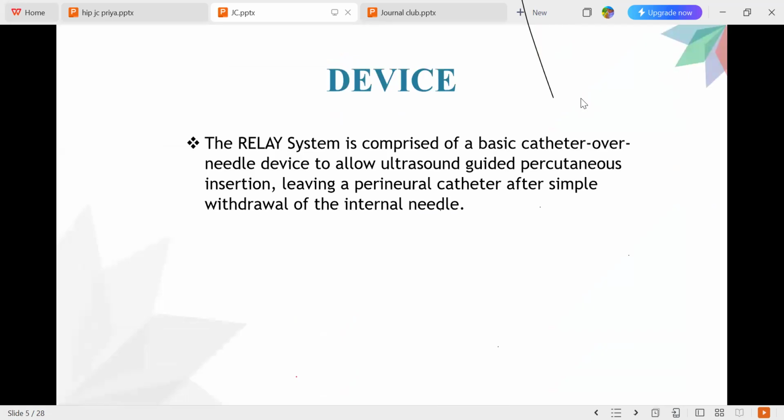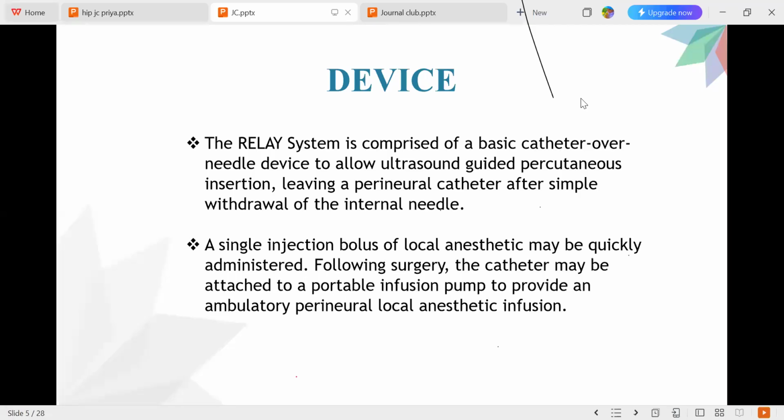The Relay system is a device comprised of a basic catheter over needle to allow ultrasound guided percutaneous insertion, leaving a perineural catheter after simple withdrawal of the internal needle. Through this device, a single injection bolus of local anesthetic can be quickly administered, and following surgery, the catheter may be attached to a portable infusion pump to provide a continuous perineural local anesthetic infusion as well.